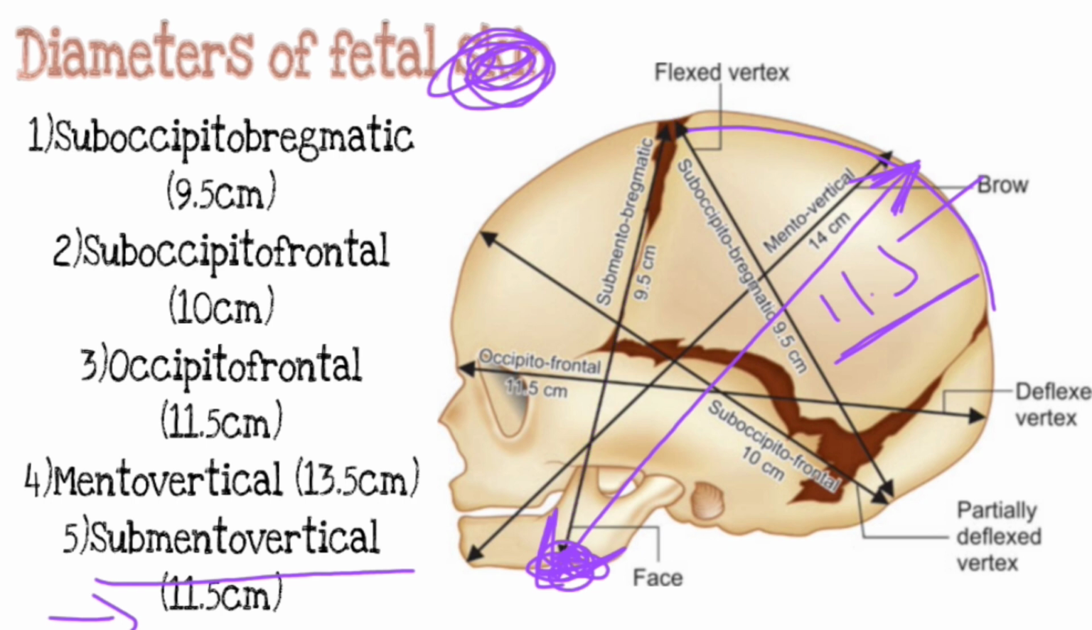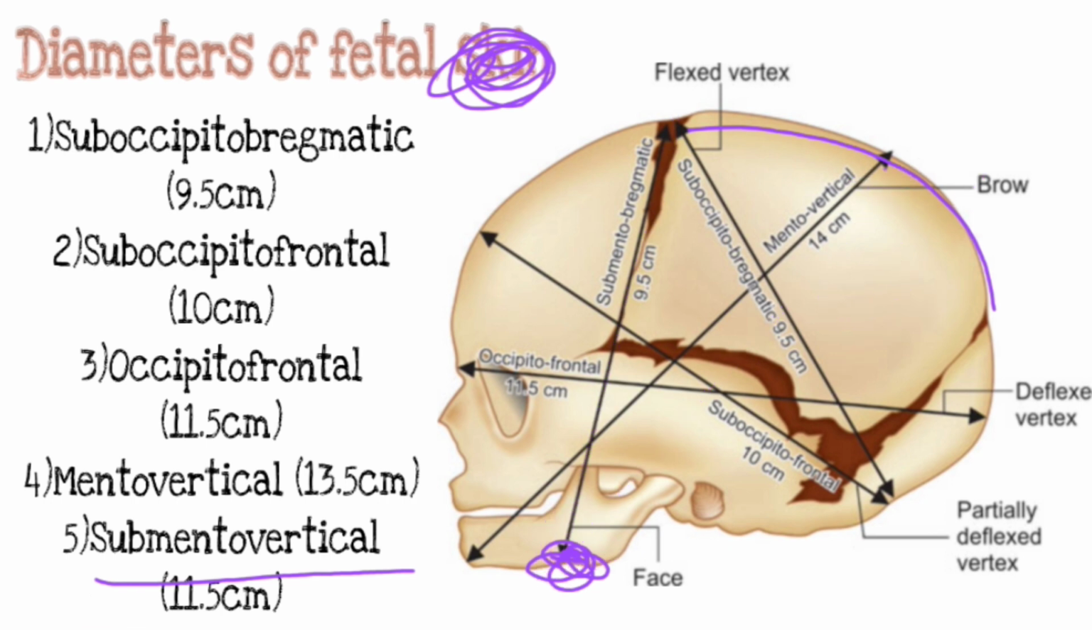Don't get confused. If you understand the parts, you can understand the diameters easily. First learn the parts, sutures, regions, and then if you see the diameters, you can understand them very properly.